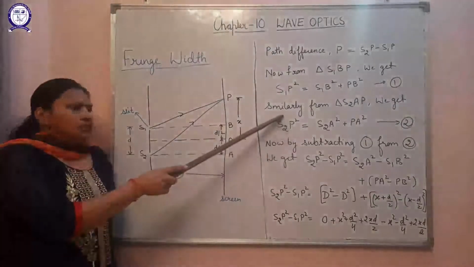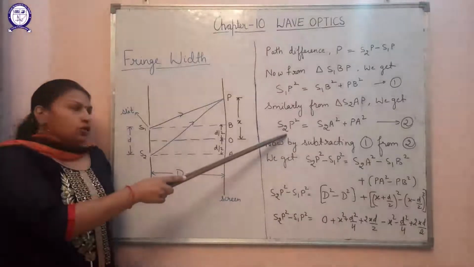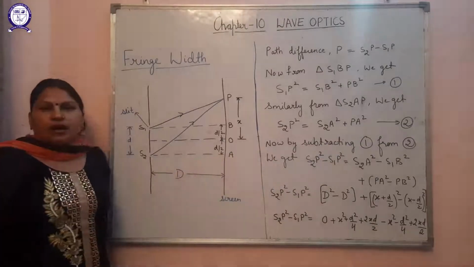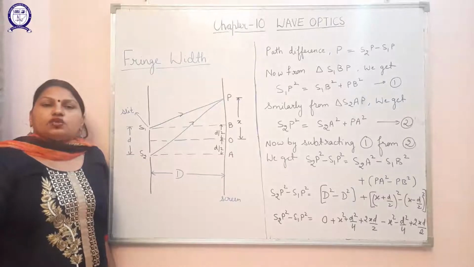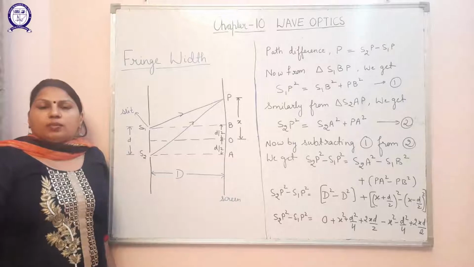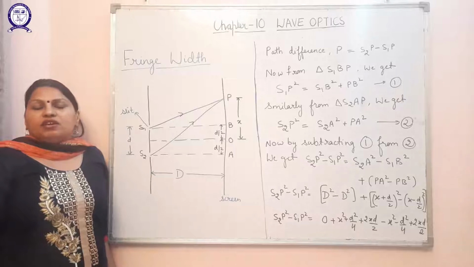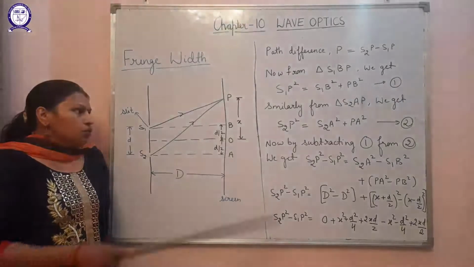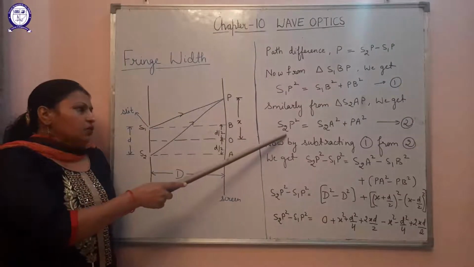And similarly from the triangle S2AP, we get S2P square is equal to S2A square plus PA square, and mark it as the second equation. Now from here we can calculate S2P square minus S1P square. If we apply the identity a square minus b square is equal to a plus b into a minus b, we will get S2P minus S1P, which is our desired result. So we now subtract equation number 1 from equation number 2.